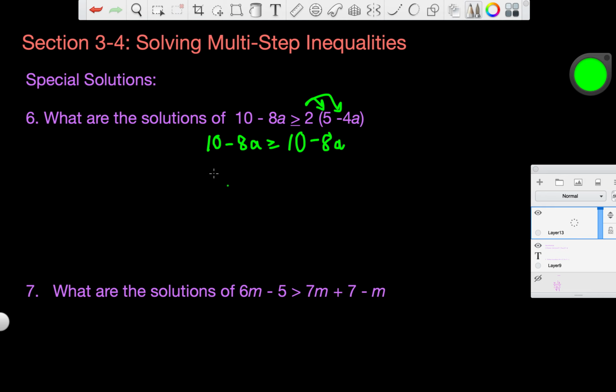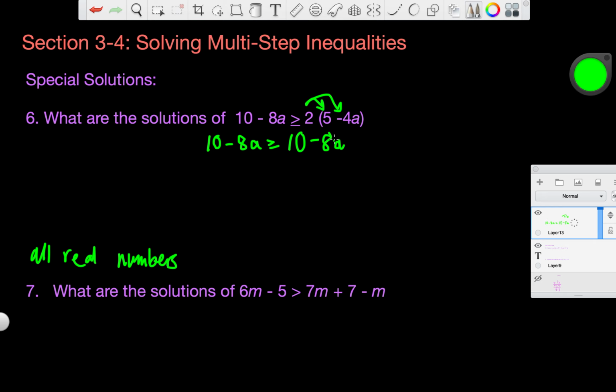So I see the same thing on the left as I do on the right, just like the equations. This means that this will always be true. So the answer to this is always true. So it would be all real numbers. I'm going to show you why.